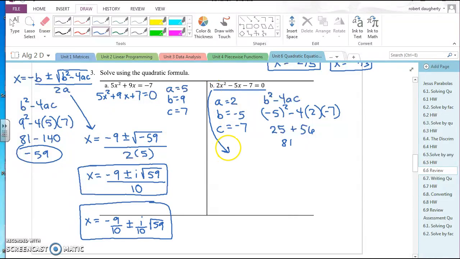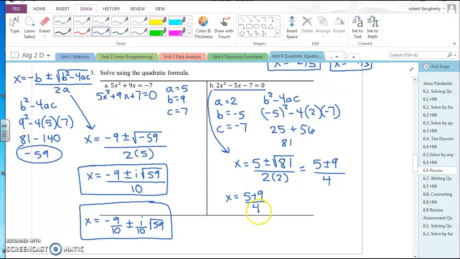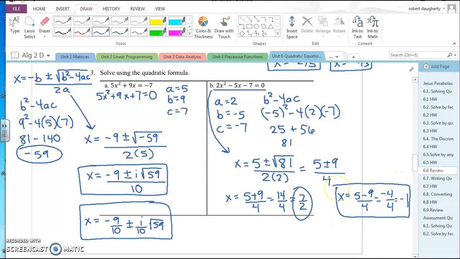So if I substitute all of this in, I will get x equals negative b, that's 5, plus or minus the square root of 81, all of that over 2a, which is 2 times 2. So this is 5 plus or minus 9 over 4. So the two answers are x equals 5 plus 9 over 4, that's 14 over 4, or 7 halves. That's one answer. And then if I take x equals 5 minus 9 over 4, that is negative 4 over 4, which is negative 1. So your answers are x equals 7 halves or negative 1.